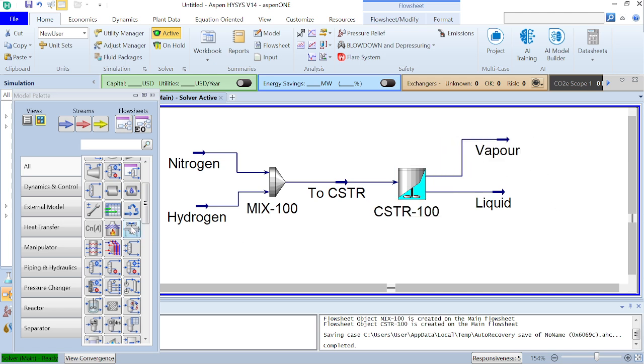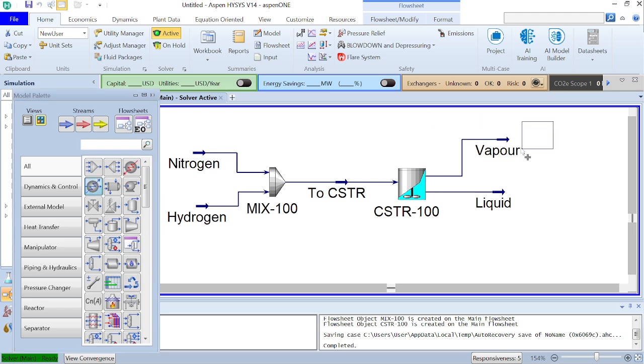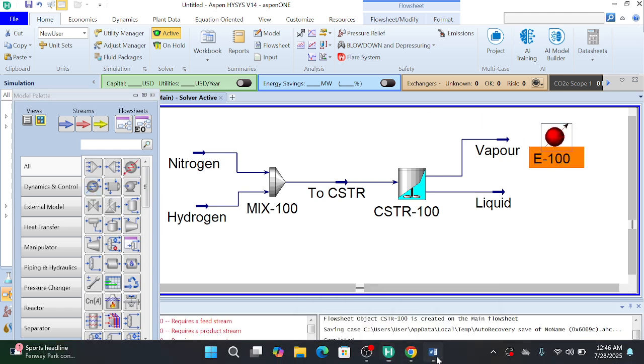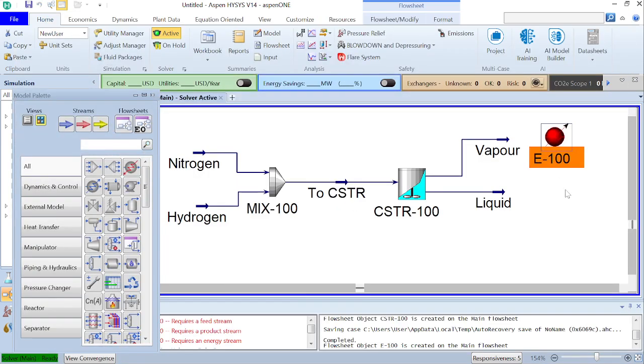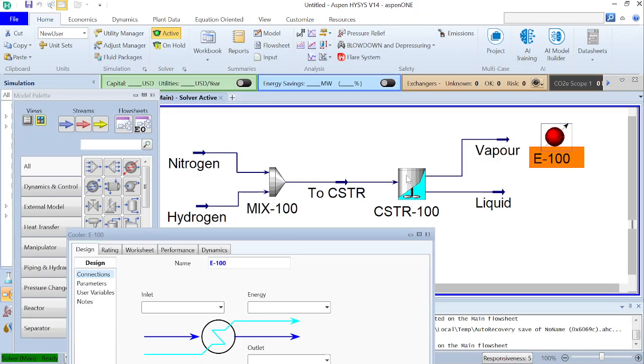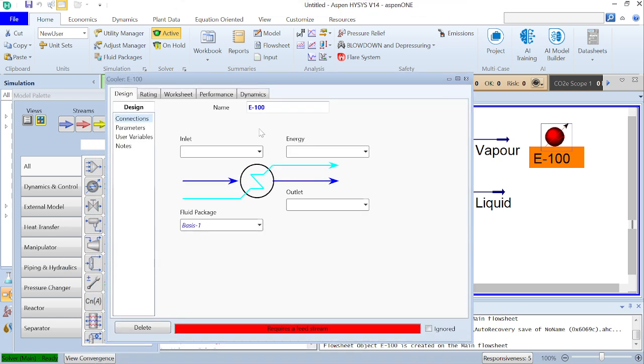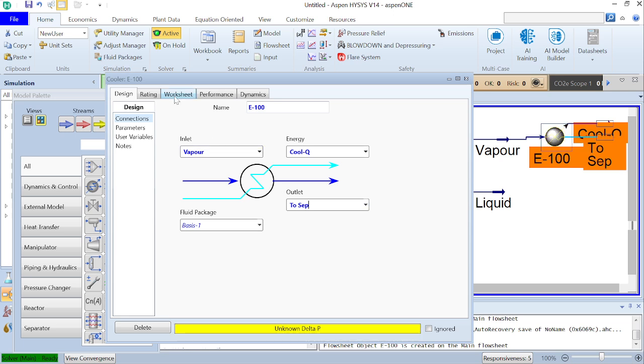Now we need to bring this. Now remember, part of what we're supposed to do is to cool it. So we said reaction products are cooled and ammonia is condensed and separated from the unreacted gases. Alright, so trying to cool this, add in the cooler, put in the vapor stream. We name this cool Q for the energy stream, and then we set this to separator, SEP, unknown delta P.